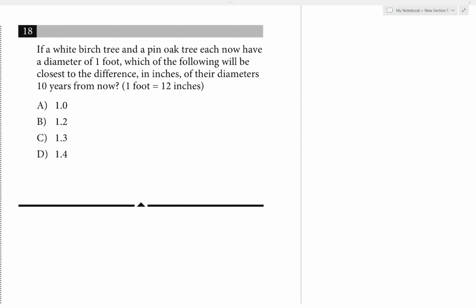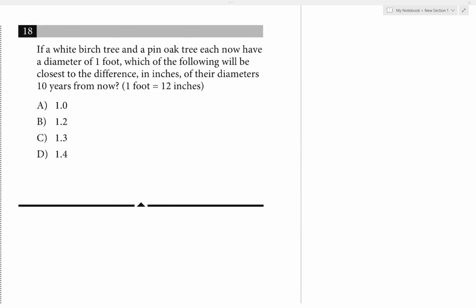Right, number 18. If a white birch tree and a pin oak tree each now have a diameter of 1 foot, which of the following will be the closest in difference in inches of their diameters 10 years from now? All right, so they're both 1 foot. That's what we begin with, which is 12 inches. And we want to figure out after 10 years what's the difference in the diameter.